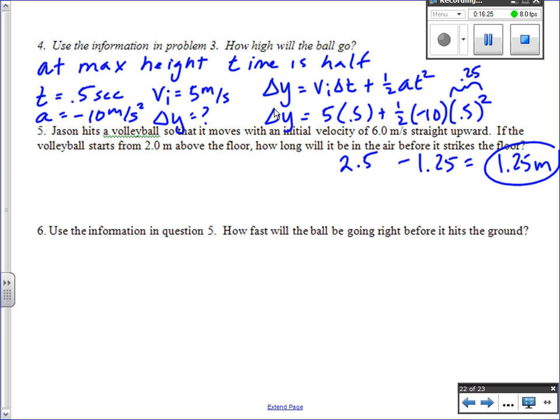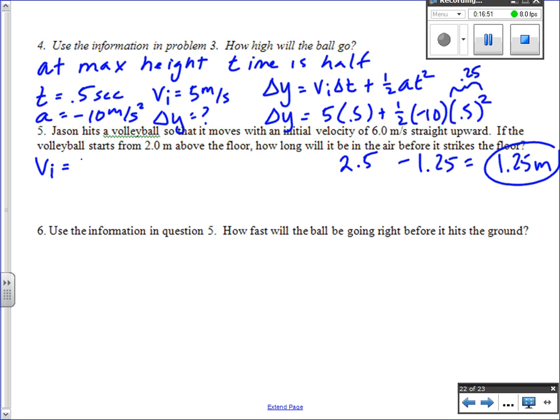Question 5. Jason hits a volleyball so that it moves with an initial velocity of 6 meters per second straight upward. If the volleyball starts from 2 meters above the floor, how long will it be in the air before it strikes the floor? This is very similar to what we did before, but we're going to use a calculator to solve it. It's not italicized, so you can use a calculator.